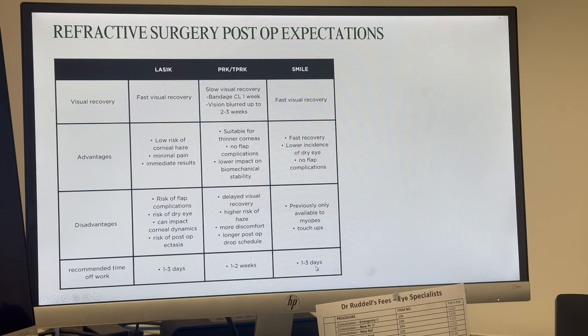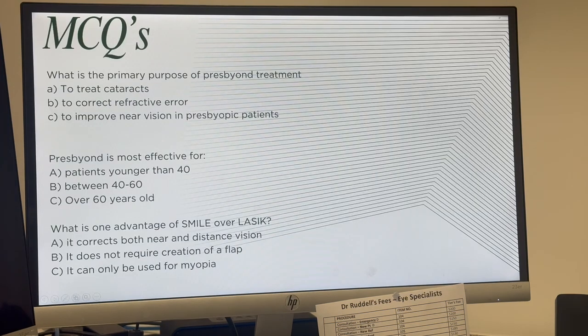And we generally recommend only 1 to 3 days off work, but again, that 2-week post-op period, just taking it easy. So just looking at our multiple choice questions, the primary purpose of Presbyond treatment is to A, treat cataracts, B, improve refractive error, and C, improve near vision. The answer is both B and C here.